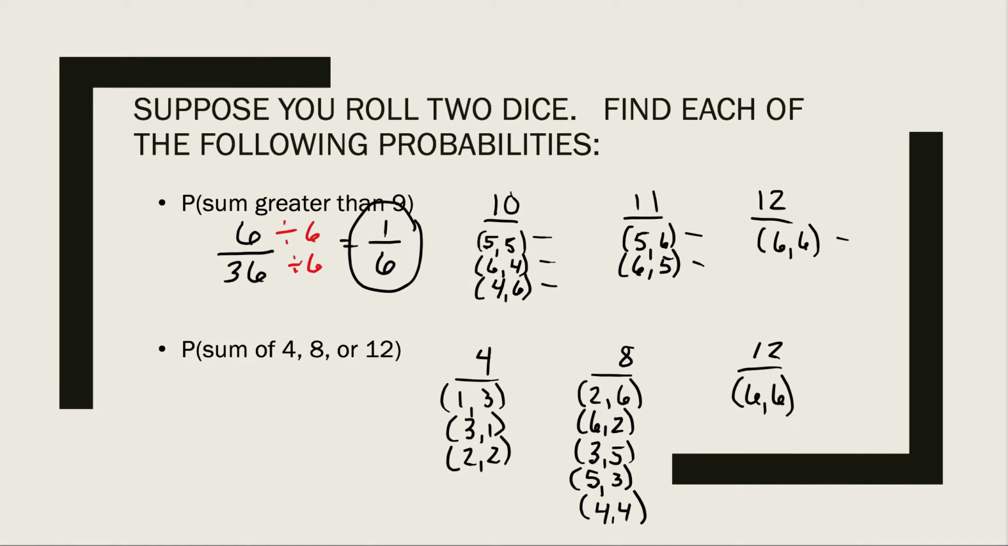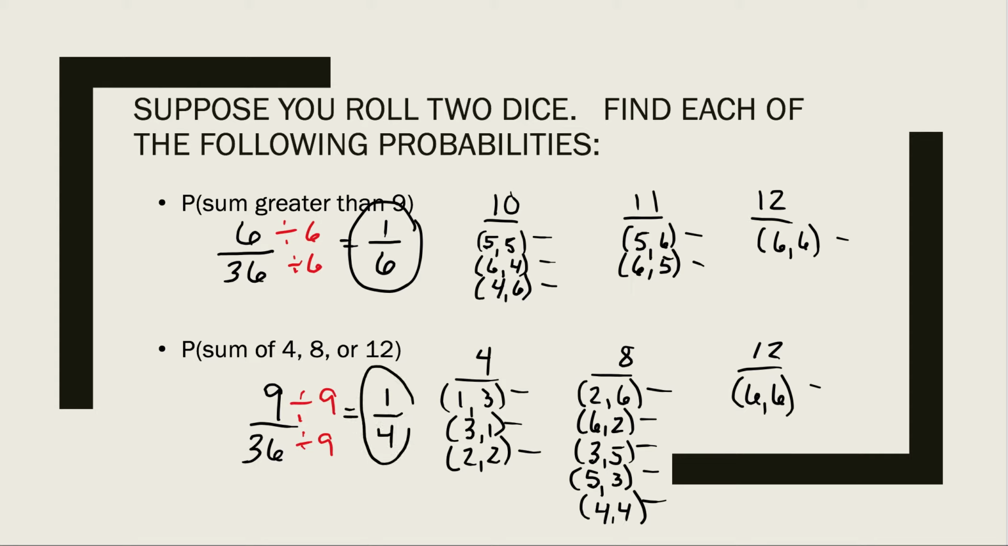So again, how many are favorable? 1, 2, 3, 4, 5, 6, 7, 8, 9. So there are 9 ways to do it. How many are possible? Again, remember 36 possible outcomes. And then we look at reducing that fraction. So both the 9 and the 36 are divisible by 9. So 9 divided by 9 is 1. 36 divided by 9 is 4. And so we have a 1 in 4 probability of rolling a sum of 4, 8, or 12.